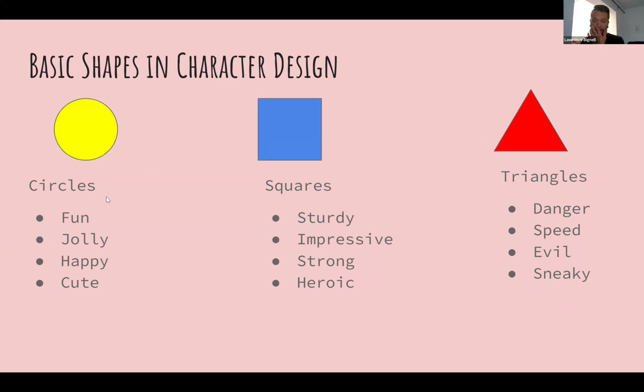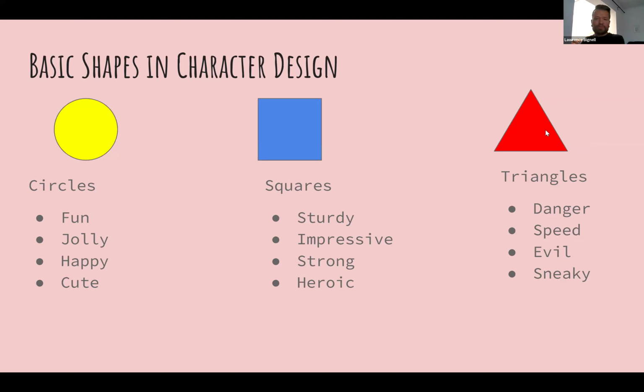So circles usually in character design mean that they're fun, jolly, happy, cute. And you might see why I've paired that with the color yellow here, because some of those people that did respond referred to the color yellow as fun, jolly, happy, and cute. The blue square here: sturdy, impressive, strong, heroic. We see these square-based characters as something along those lines. You might have noticed that during the 5-minute section where I got you guys to draw, I did a circle and a square next to my hero character and a triangle next to my villain character. It's because we associate those things with our villains. We'll see a couple of examples of that soon.